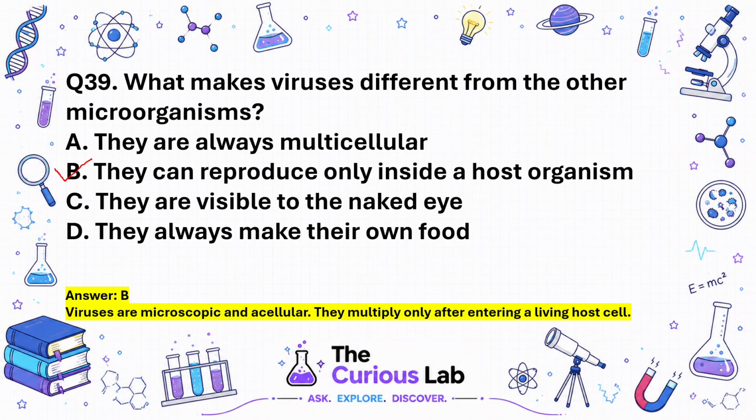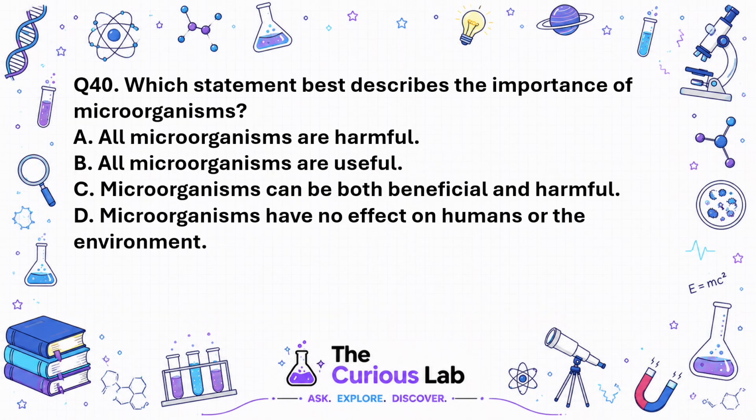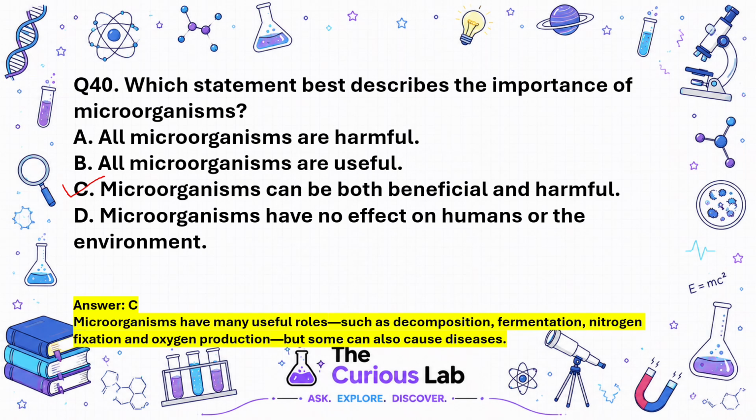Next question. Which statement best describes the importance of microorganisms? The answer is C. Microorganisms can be both beneficial and harmful. We already discussed that they are both friend and foe. They play important roles like decomposition, fermentation, nitrogen fixation. But on the other hand, they are harmful to us as they cause diseases, they cause food poisoning, they cause rotting of fruits and vegetables.